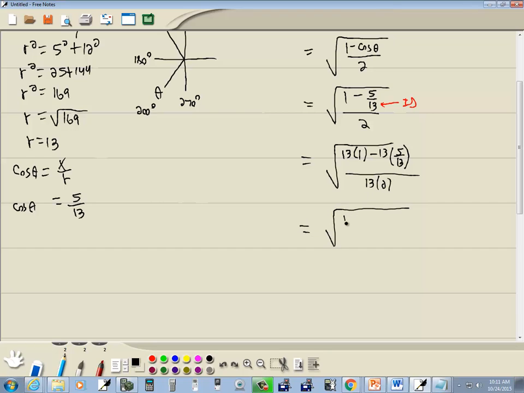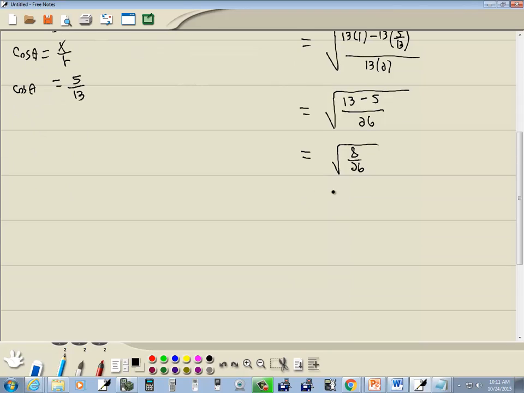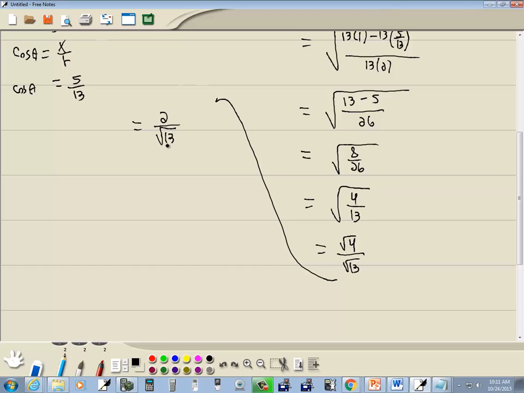So it'll give us the square root of 13 minus 5 over 26, which is 8 over 26. And I can reduce that fraction. That gives us the square root of 4 over 13. Well, we can't have a fraction inside of a square root, so I'll split this up, putting a square root on top and a square root on the bottom. Square root of 4 is 2, so I've got 2 over square root of 13.